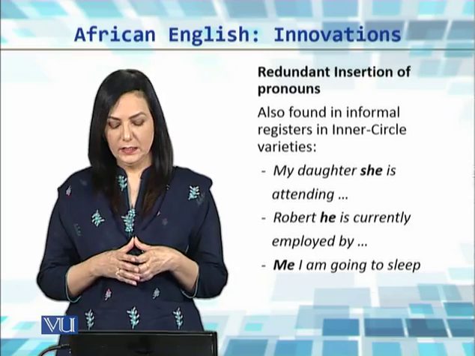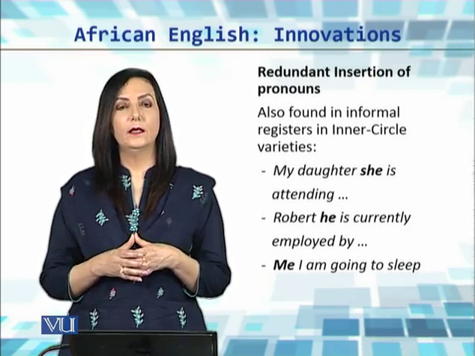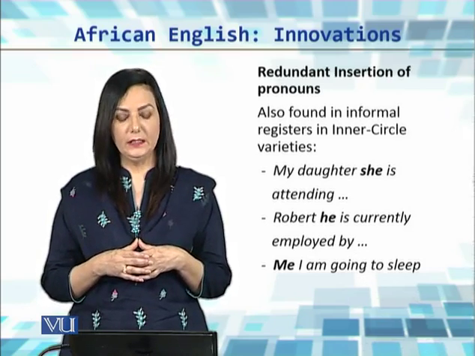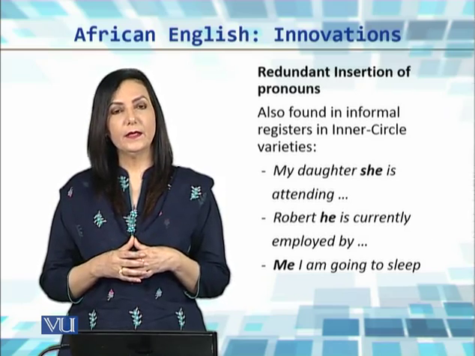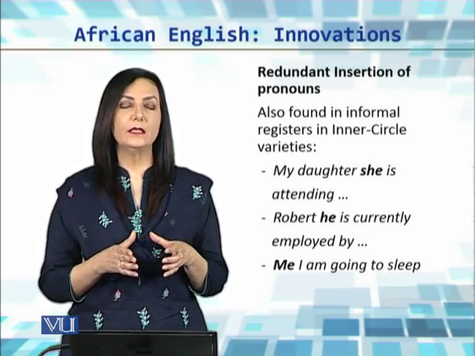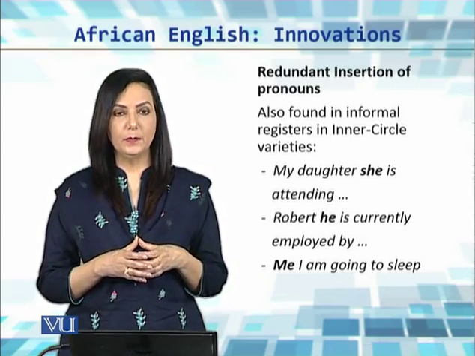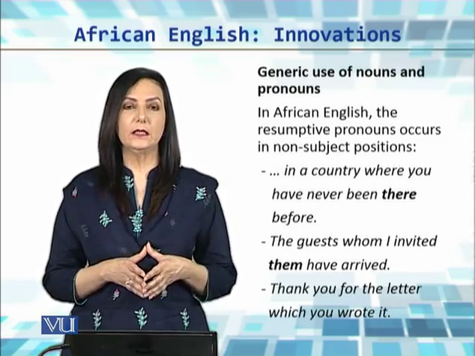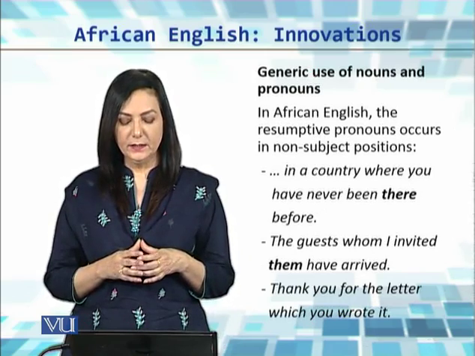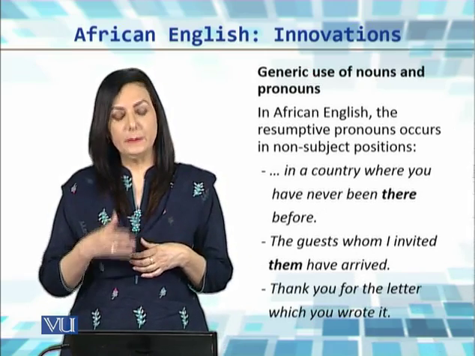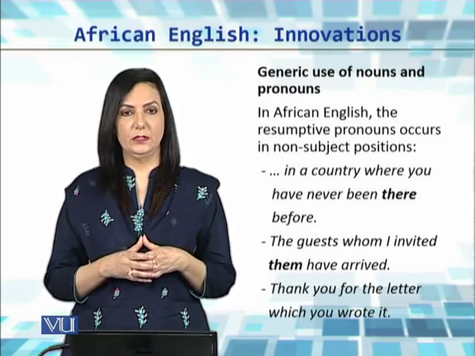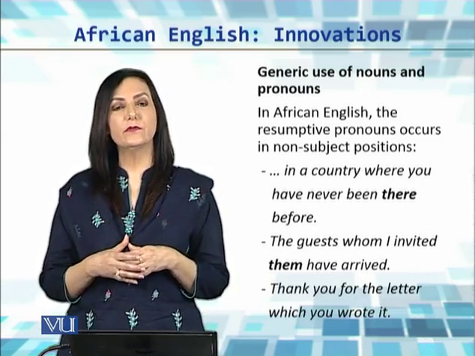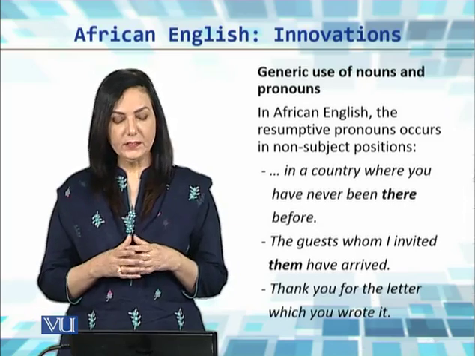Similarly, Robert, he is currently employed by. So, Robert is employed by, is interrupted by the insertion of the pronoun he. Me, I am going to sleep. Again, I am going to sleep begins with the pronoun me. This is informal native English. Now what happens in African English is that the resumptive pronoun, the pronoun which is repeated, does not occur in the subject position. It occurs in non-subject positions, and that is why it looks a little different from native English. Let's take a look at these examples.